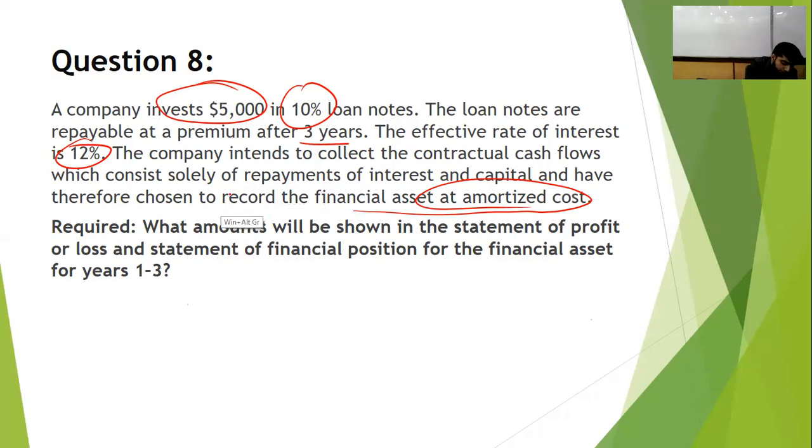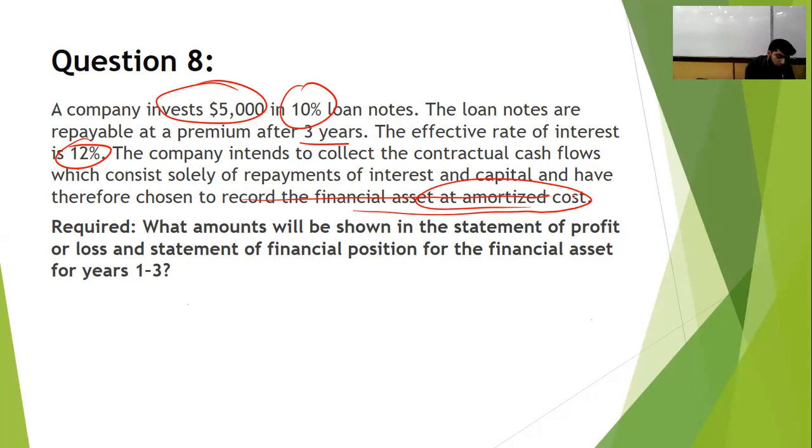Seriously speaking, even if this phrase is not given, you can clearly identify what the examiner is saying: the company intends to collect the contractual cash flows, which consist solely of principal and interest, which clearly indicates that the company will hold that investment until the maturity date. It means we will classify this investment as amortized cost. Is the question clear to everyone?